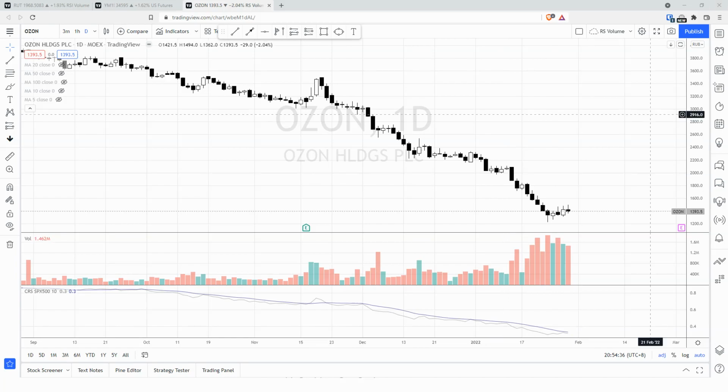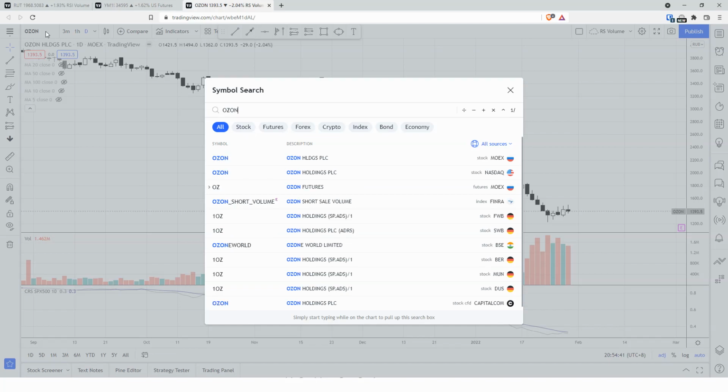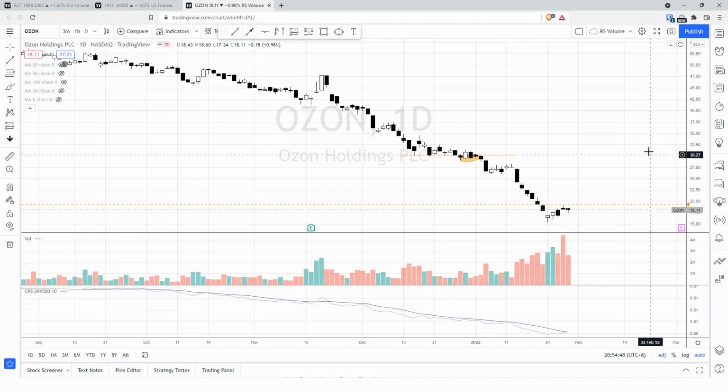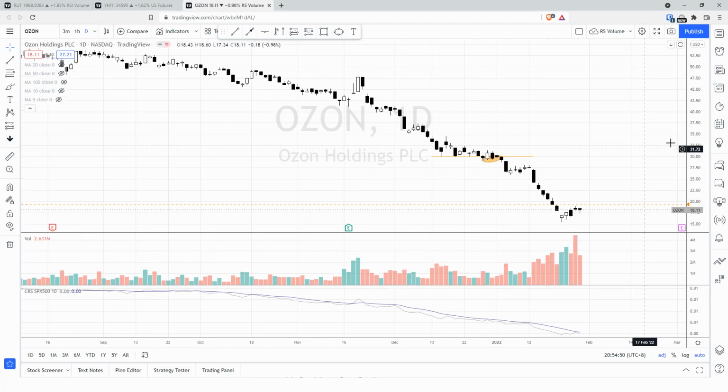oh, sorry, I think this is the wrong one. I think we should have another Ozone. Sorry, I think Nasdaq, yeah, this is the one. Okay, very similar structure. I covered it here based on the breakdown, and then you can see that we got a capitulation volume, selling climax.